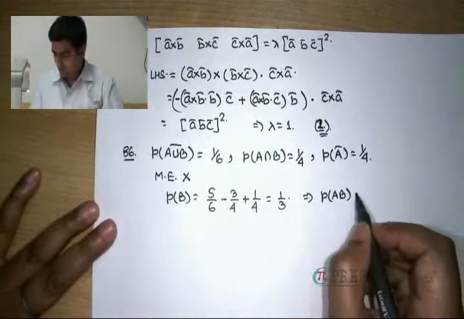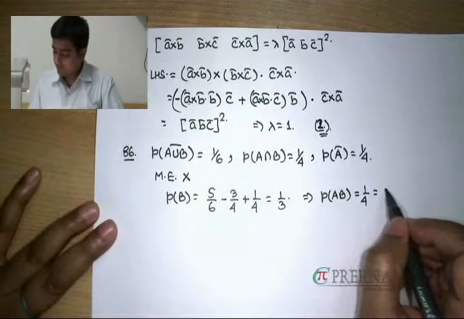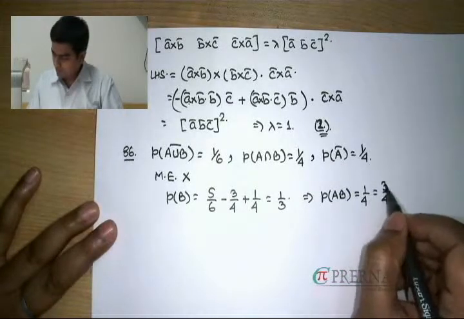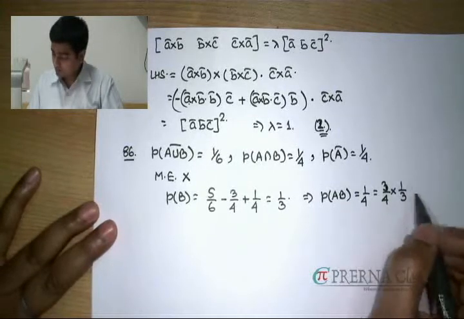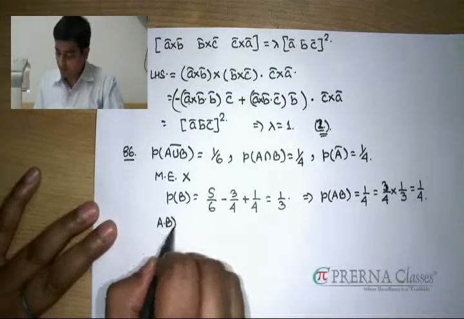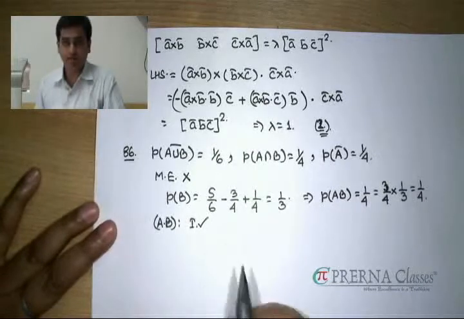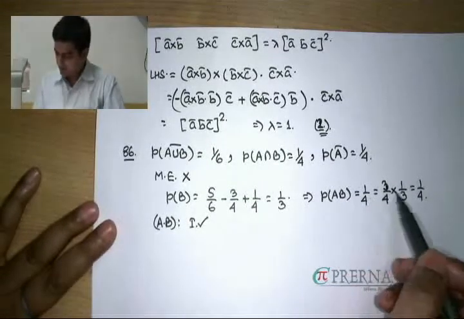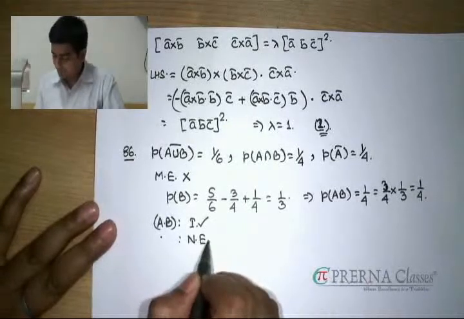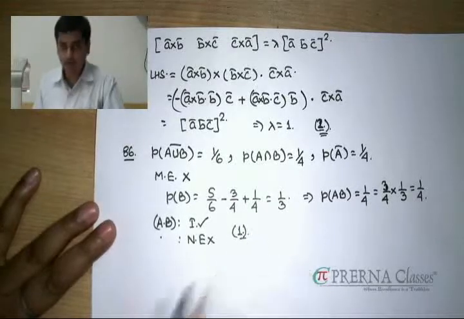Just to check whether those events are independent or not, P of AB is given to us as 1/4. That is equivalent to P of A, which is 3/4, times 1/3. So we can safely say that A and B are independent events. As far as equally likely is concerned, their probabilities are different. They are not equally likely, which is clearly specifying option 1 as the correct answer.